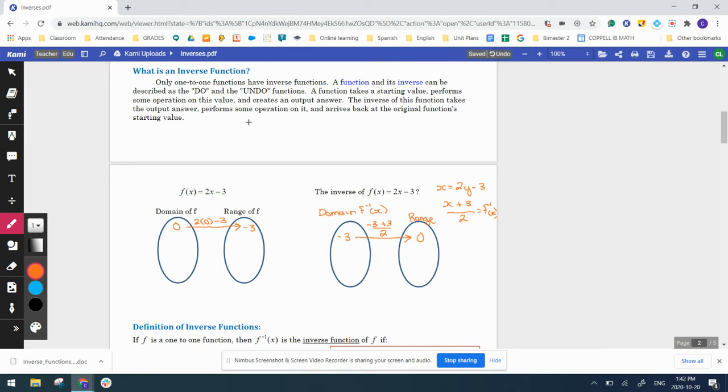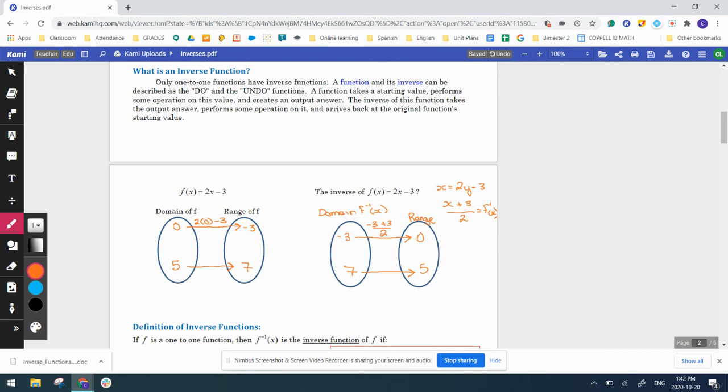Again, let's try a bigger number. Let's try 5. So 2 times 5 is 10, minus 3 is 7. Then if I put that output as the input to my inverse, 7 plus 3 is 10. 10 divided by 2 gets me back to 5. So I always get back to where I started.